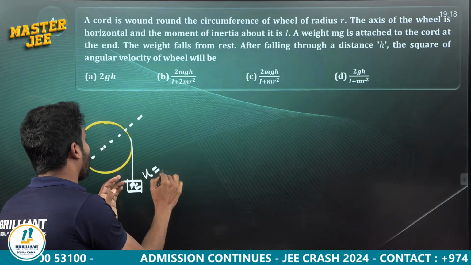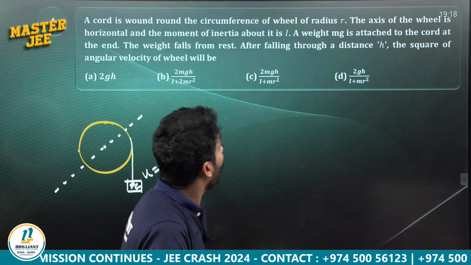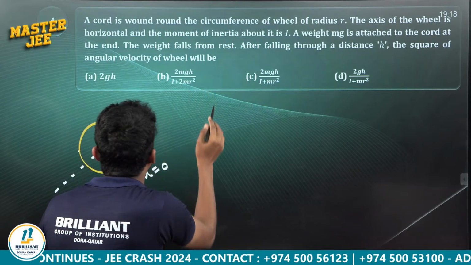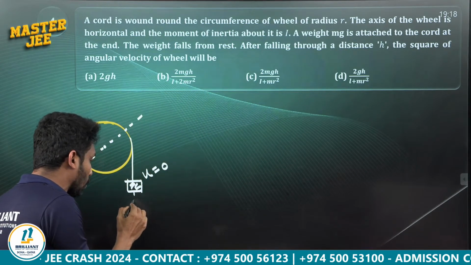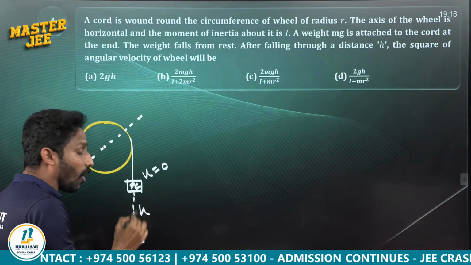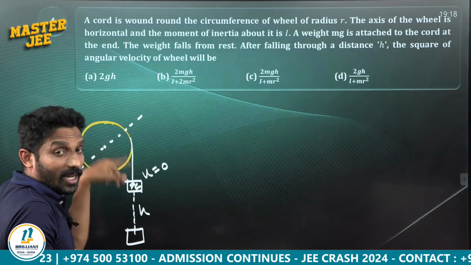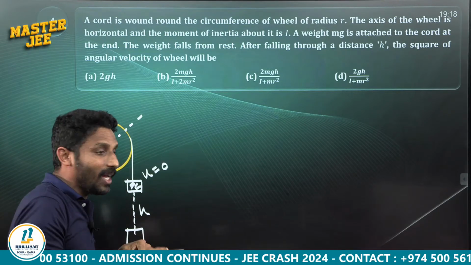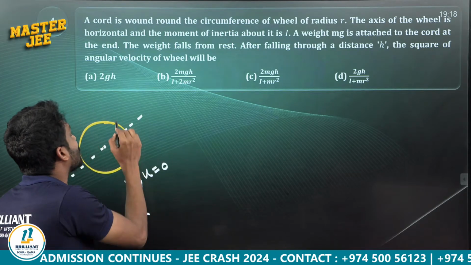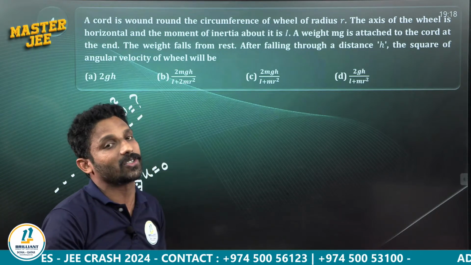After falling through a distance h, the square of the angular velocity of the wheel will be what? The weight falling through a distance of h, the wheel will be in rotation. What will be its angular velocity is asked. Angular velocity square is actually asked.